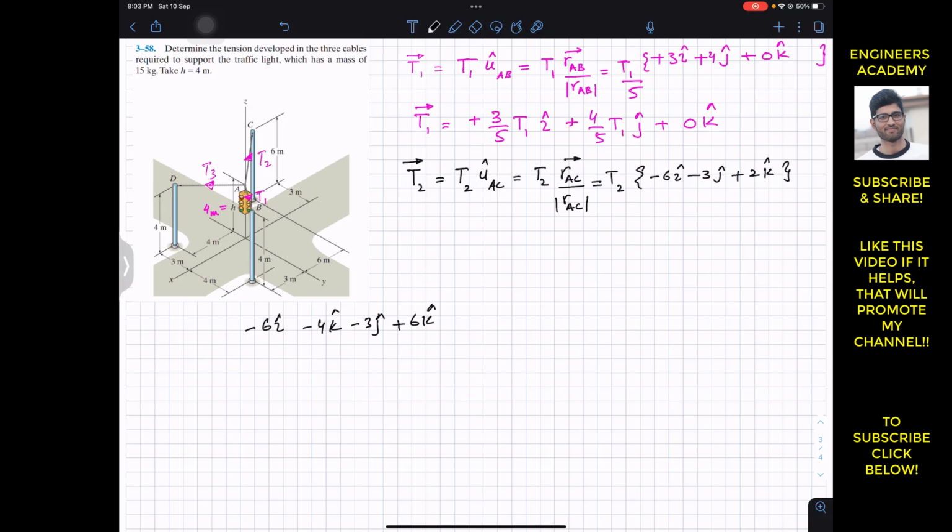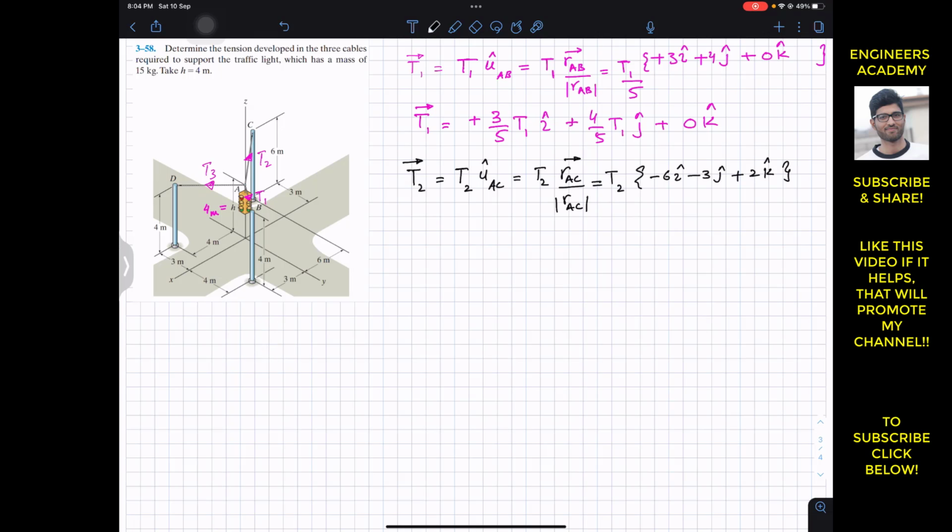So now let me write this in order. So this is minus 6i minus 3j, and this is minus 4k plus 6k. So this will give us plus 2k. So we got that same position vector. This is minus 6i minus 3j plus 2k. So these are the two methods to write the position vector between any two given points.